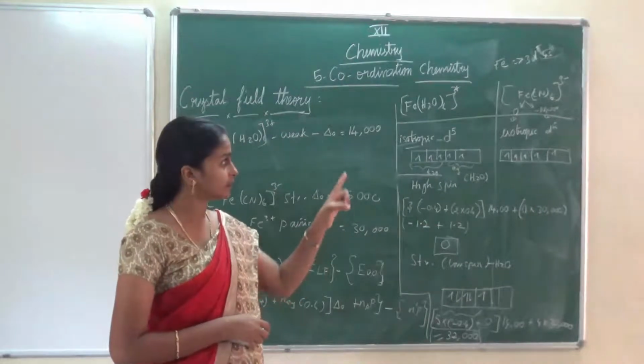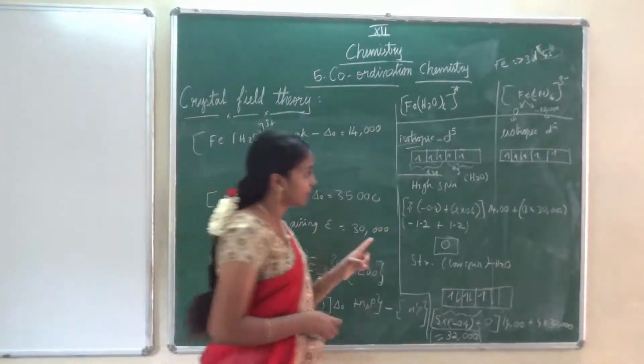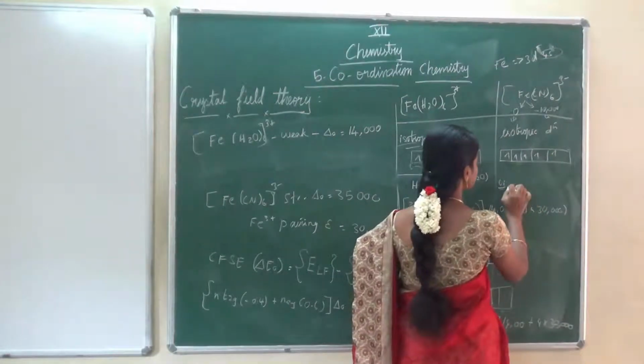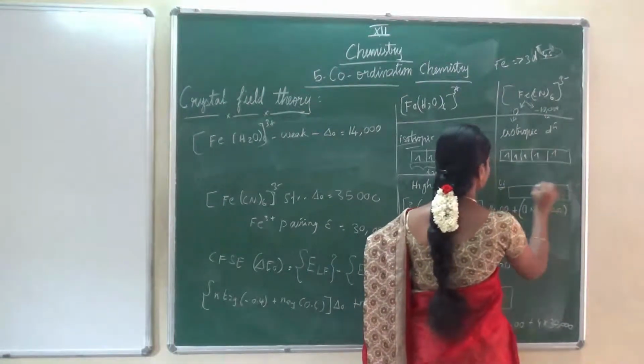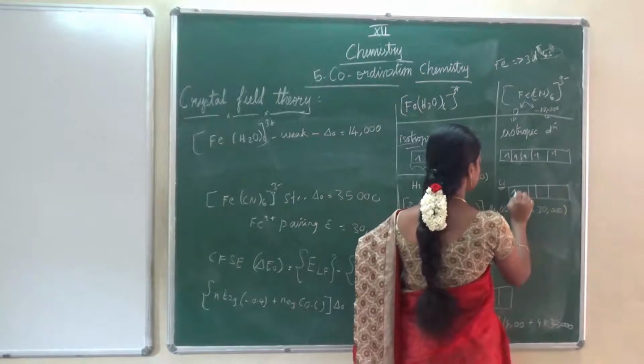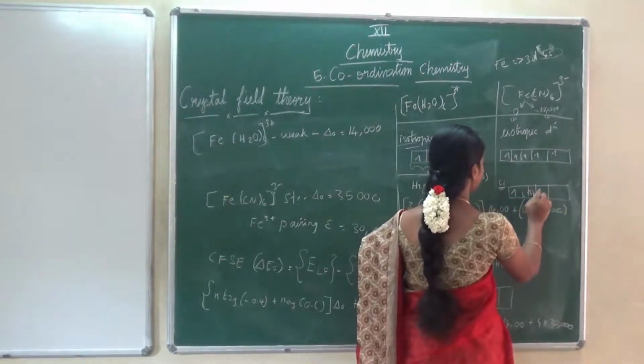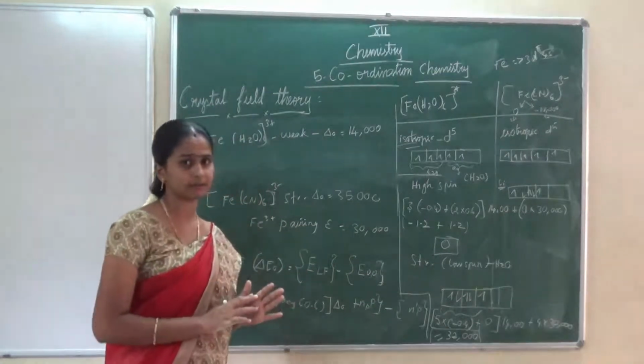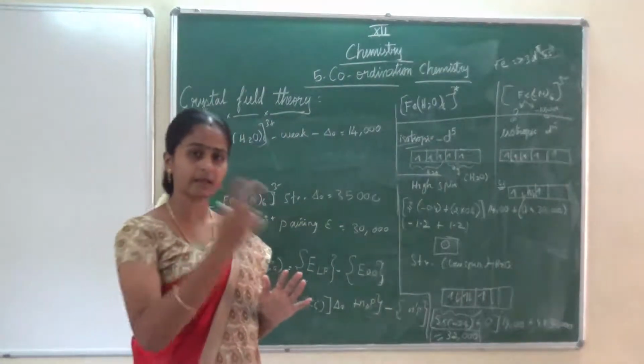In the cyanide complex, in the ligand field, it is a low spin complex, so it will pair the electrons. 1, 2, 3, 4, 5. So the 5 electrons enter in the T2g orbital itself. There is no electron in the Eg orbital.